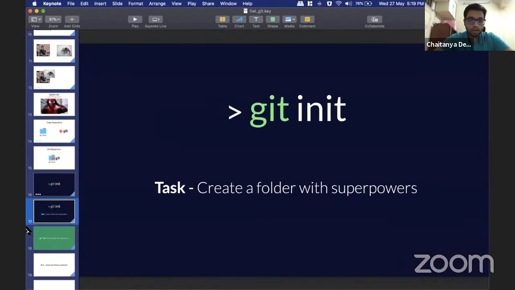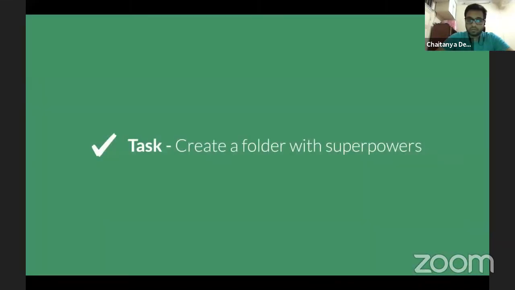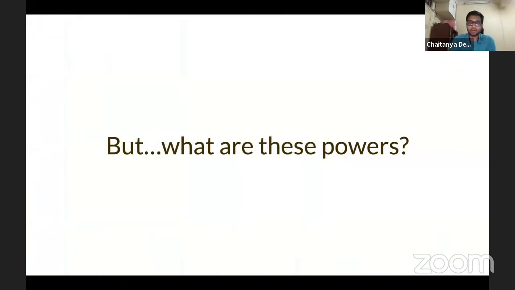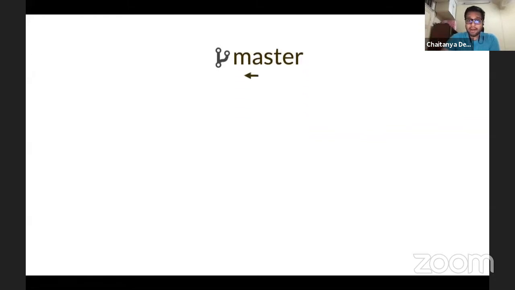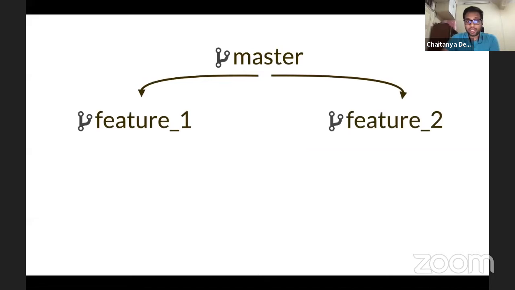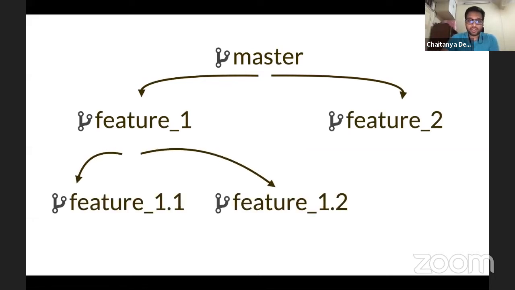Okay. So now we have a folder with some superpowers. But again, what are these powers? Which brings us to something called master. Master is a branch which is given to us by Git by default. You can have a master branch using which you can create more branches, using those which you can create even more branches. Now I have completely officially lost you guys.